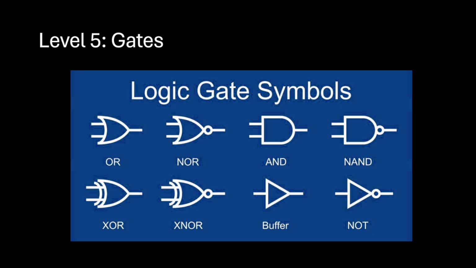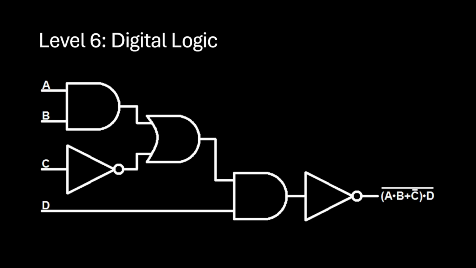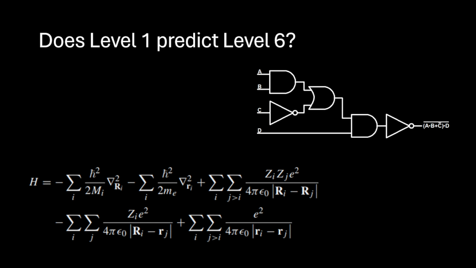And then you can go one level higher, which is digital logic, which is when you take a bunch of these logic gates and combine them to answer very specific logical questions. And again, these are emergent from those smaller logic gates. So the question we ask is, does level 1 predict level 6? So if I just used this electron Hamiltonian, would I be able to predict the way the electricity moves through these transistors? Through these logic gates? And the answer is no.